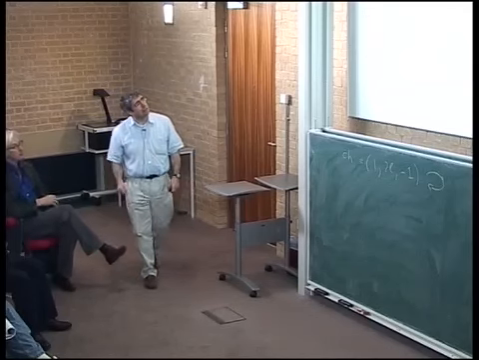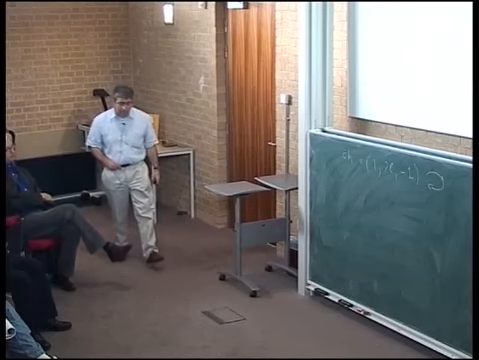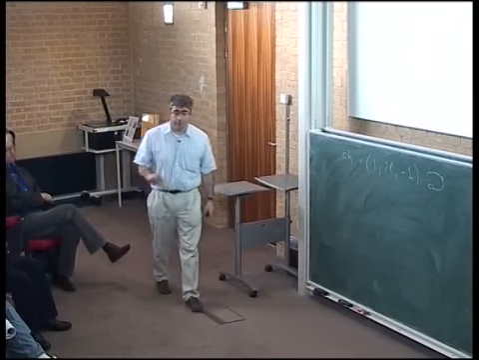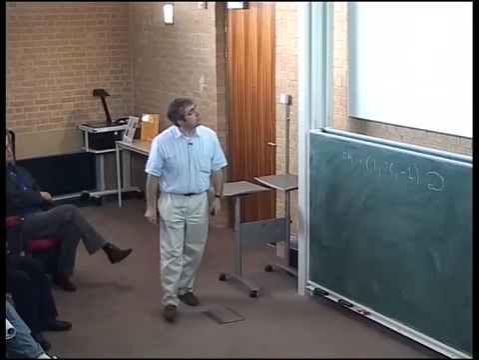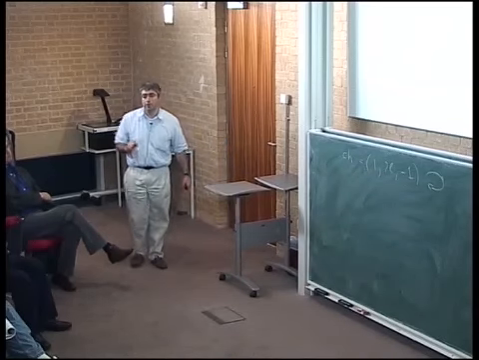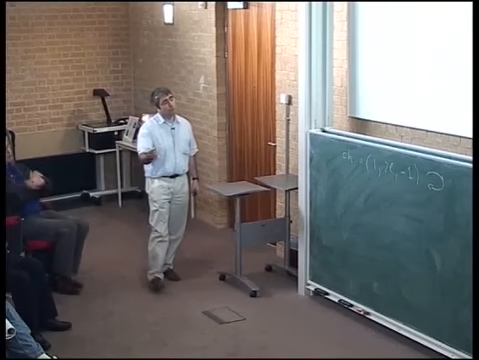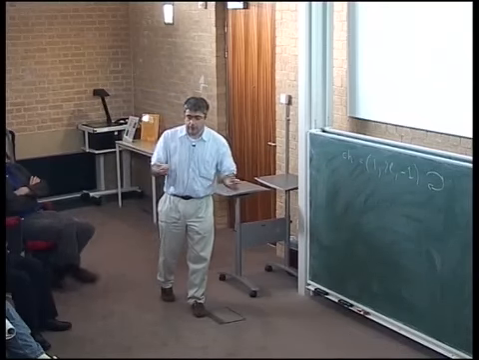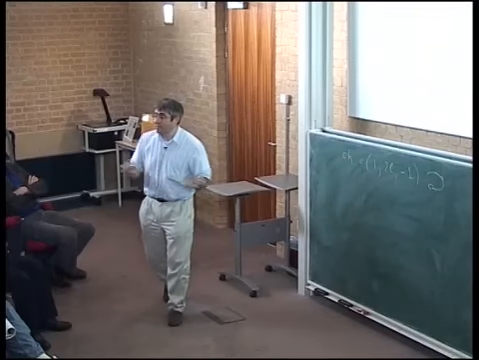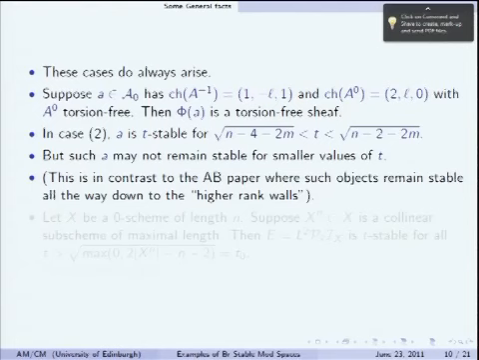However, it's not guaranteed that they'll remain stable beyond that point. And in fact, unfortunately, what happens is some do and some don't. This is quite different to what happens in the AB paper, where these sheaves, in that case they have two-step complexes, remain stable all the way down to their kind of nasty higher rank wall. So that's a rather different phenomenon, which rather complicates matters.